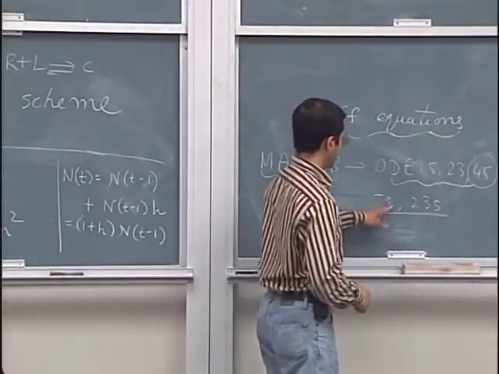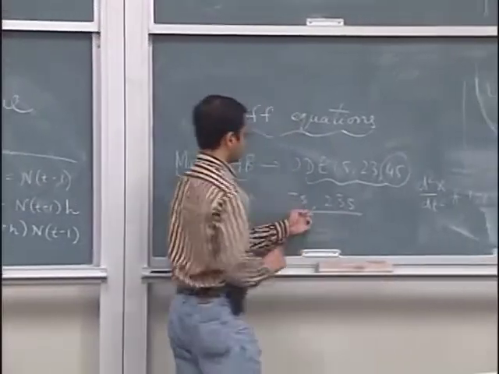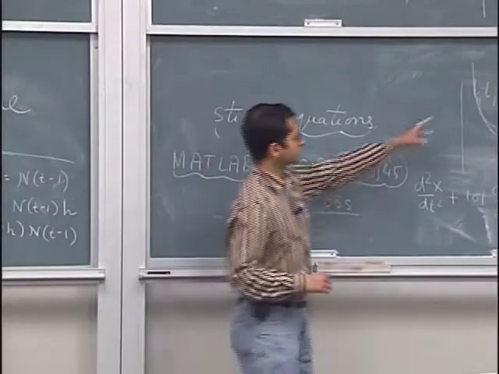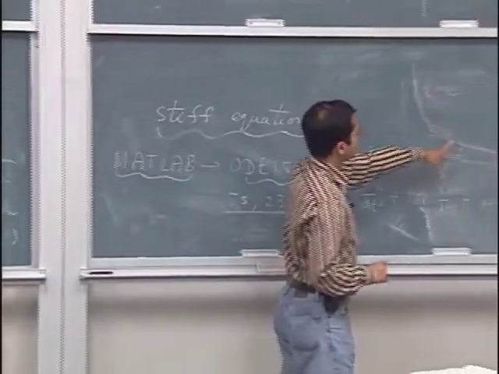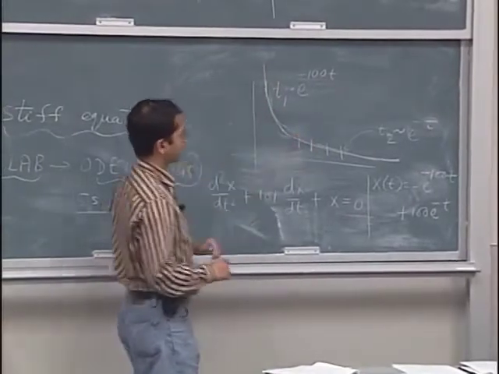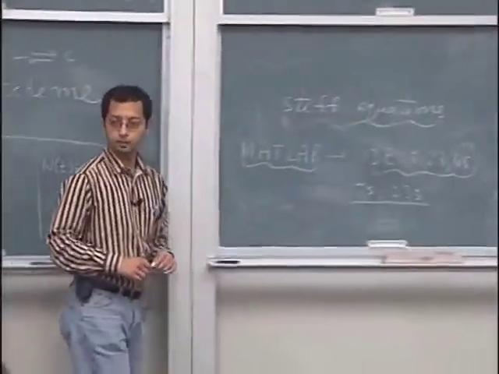And 15S and 23S, S means stiff. So these two routines in MATLAB are designed to handle such situations where you have two very different time constants, very fast decay and a slow decay. Okay?